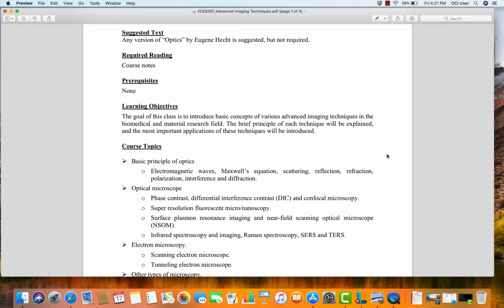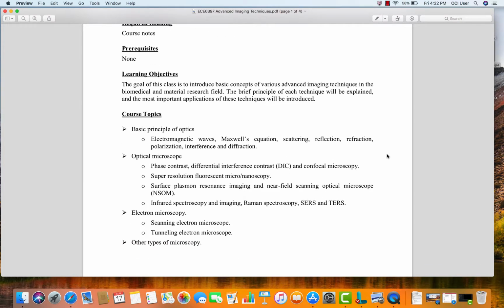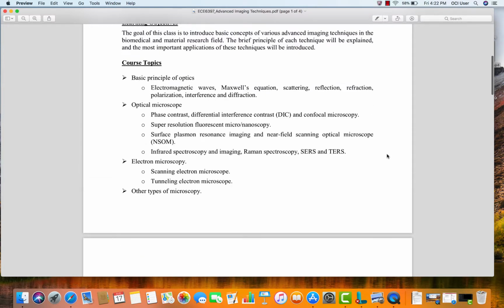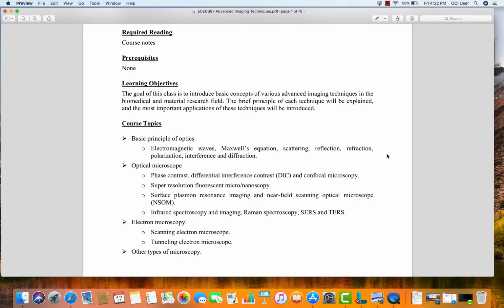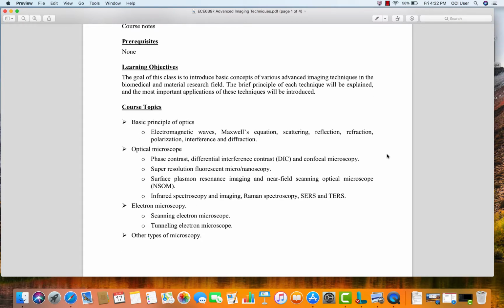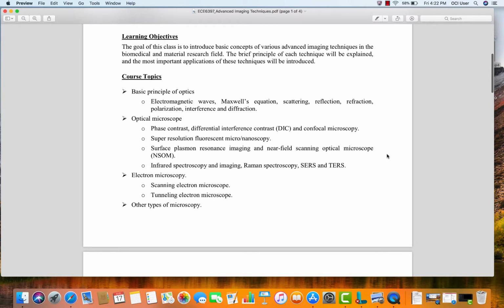The goal for this class is to introduce the basic concepts of different imaging techniques for biomedical and material research or nano research. Mostly we'll focus on optical, and we will also introduce some electron, AFM, SEM, STM imaging techniques. It depends on whether we have enough time to introduce those.